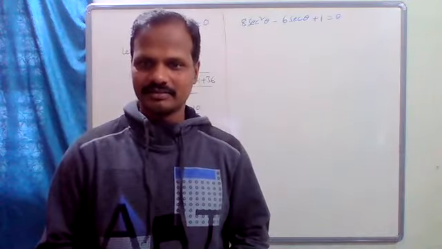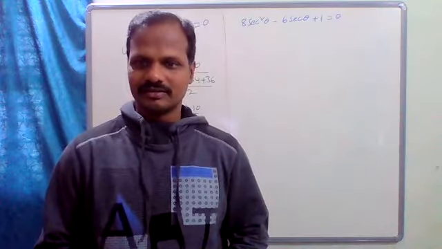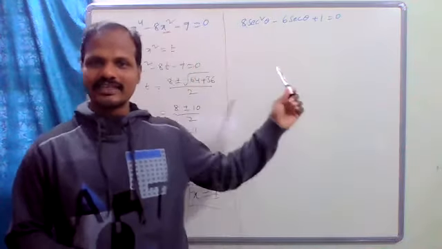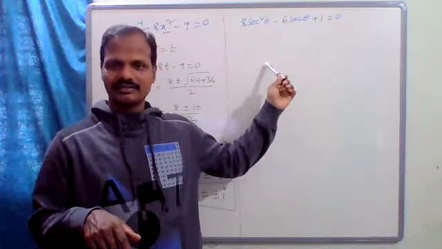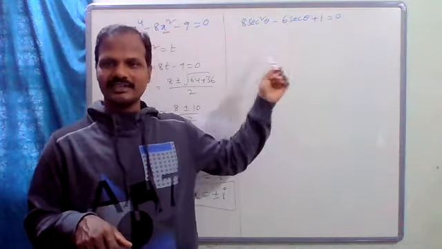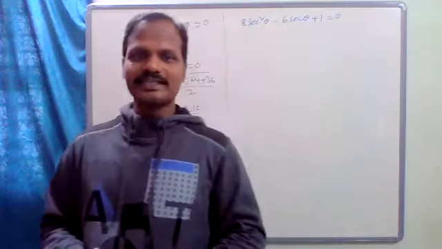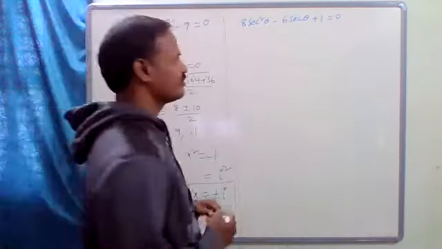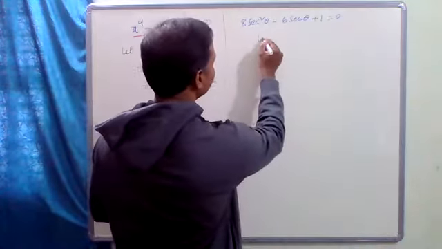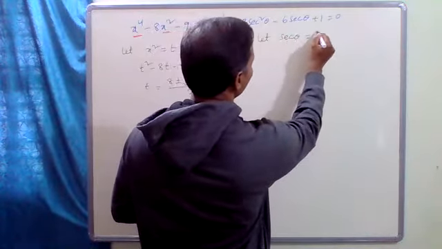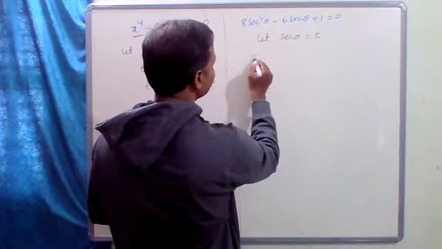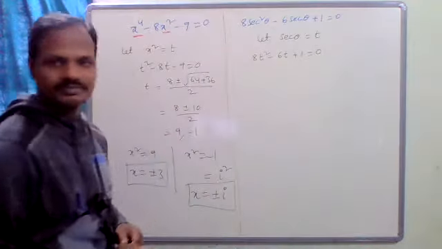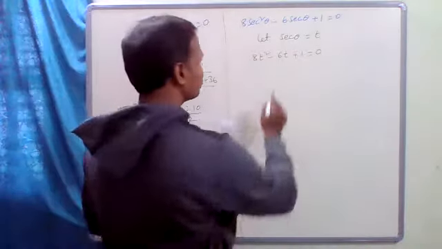Yeah, quadratic method. It is a quadratic equation in secant theta. So you have to consider secant theta equal to t. Good, Samata. So let secant theta equal to t. Then this equation becomes 8t square minus 6t plus 1 equal to 0. And now solve this one.